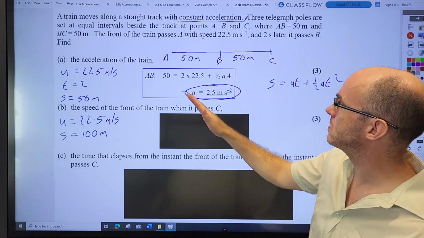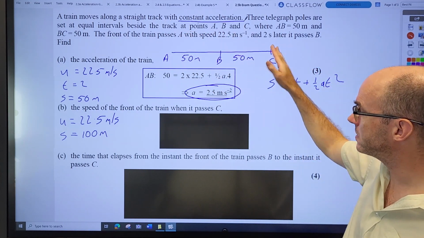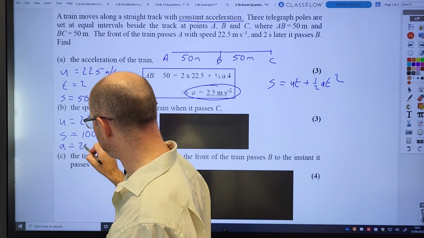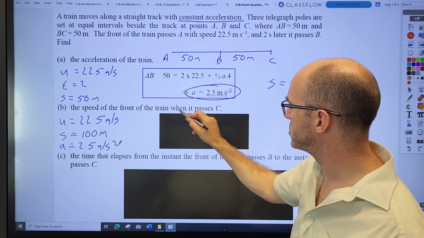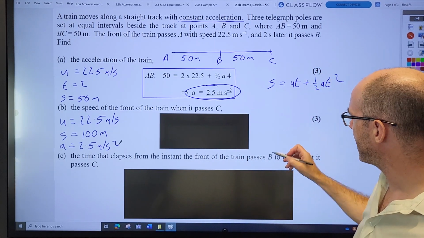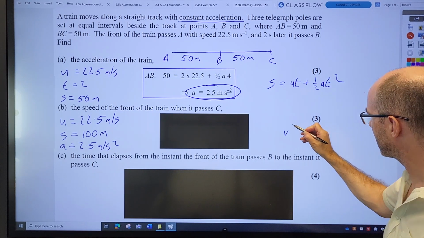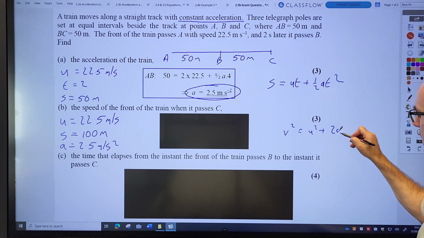So you can assume that the acceleration from A to B, from B to C, from A to C is all 2.5. Okay, so A equals 2.5 meters per second squared. And we need to find the speed when it passes C. So we need to find what V is, don't we? So for that one, I'm going to suggest V squared is equal to U squared plus 2AS.